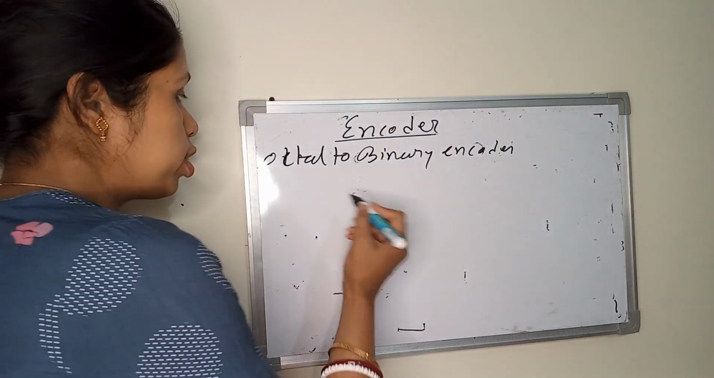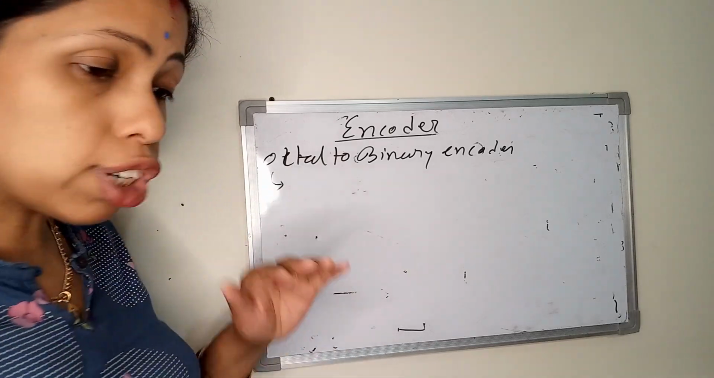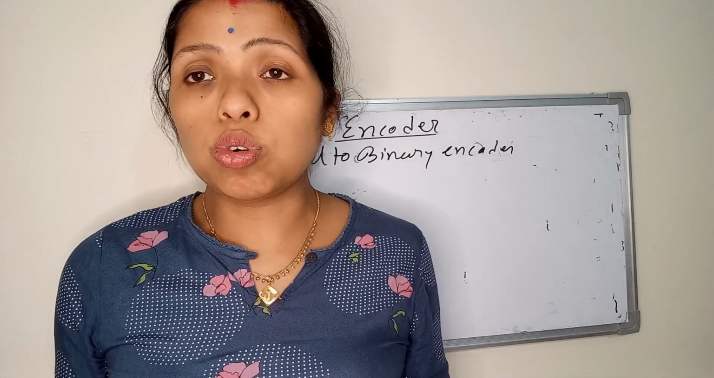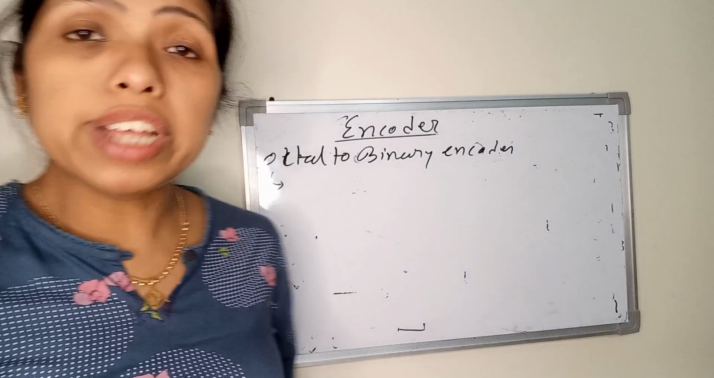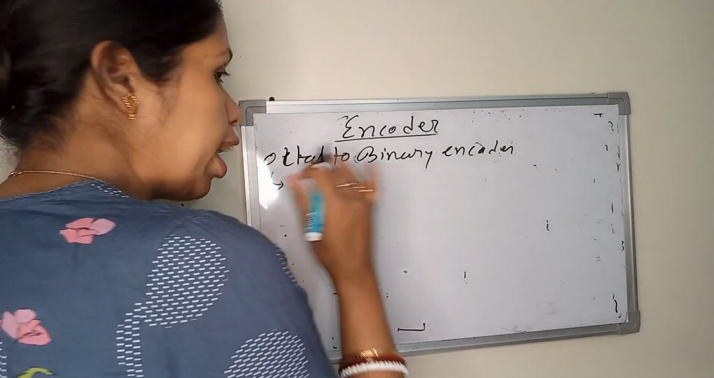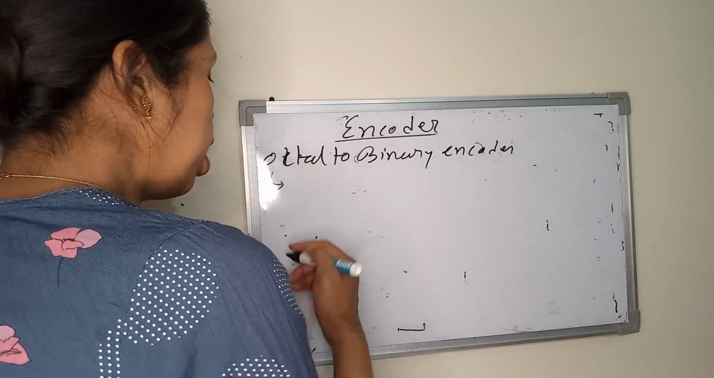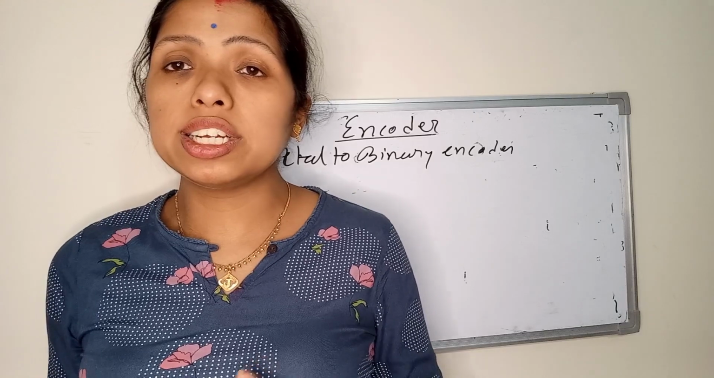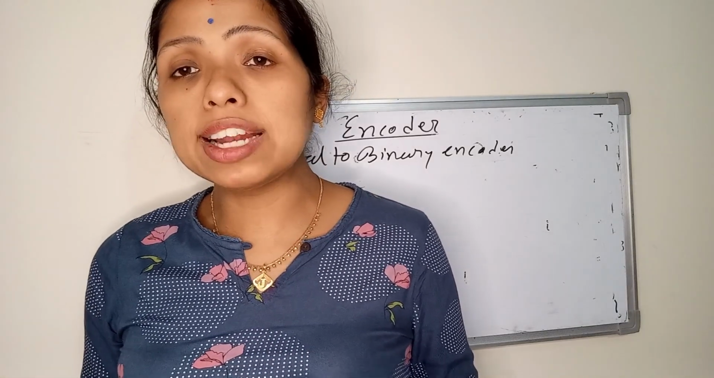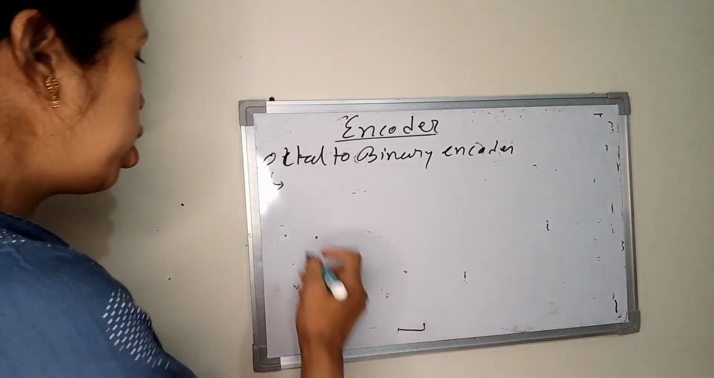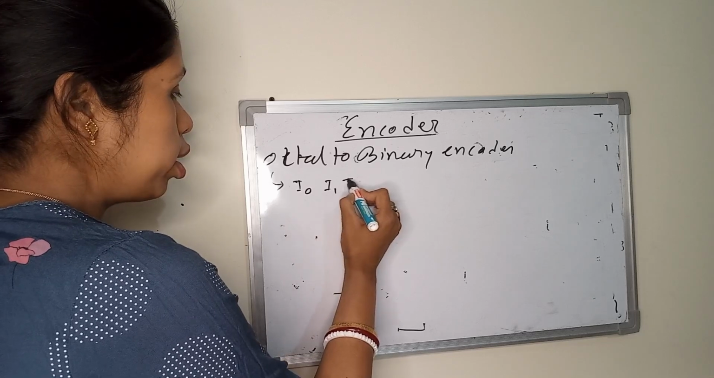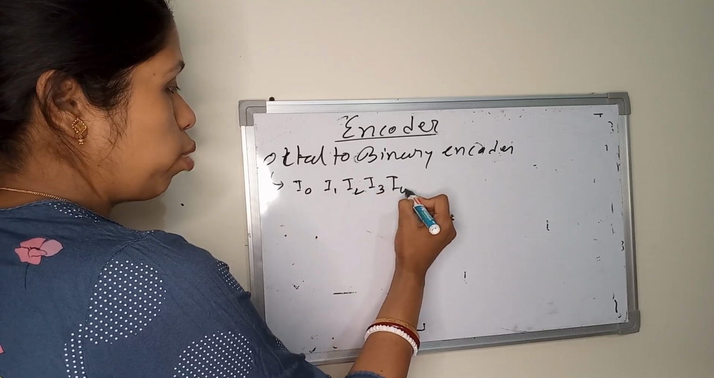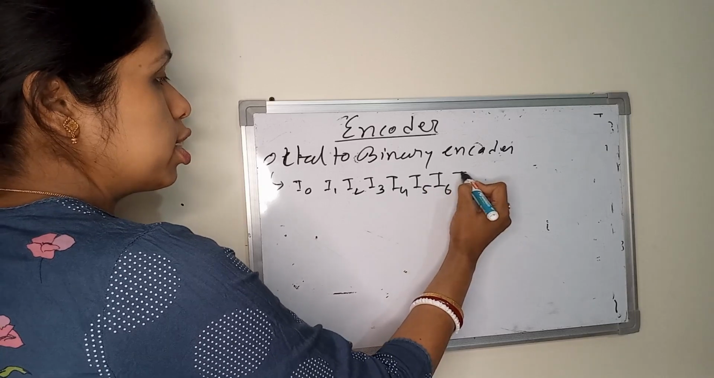So I am sending a total of 8 numbers to the encoder, and I will get the corresponding binary number from the corresponding octal number. That means I have to send logic 1 through I0, I1, I2, I3 up to I7. So there are 8 input lines. Here I am writing Y0, Y1, Y2, Y3, Y4, Y5, Y6, Y7.